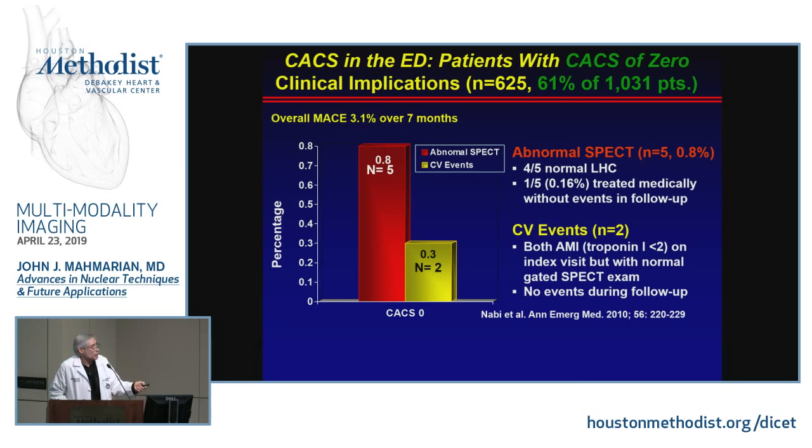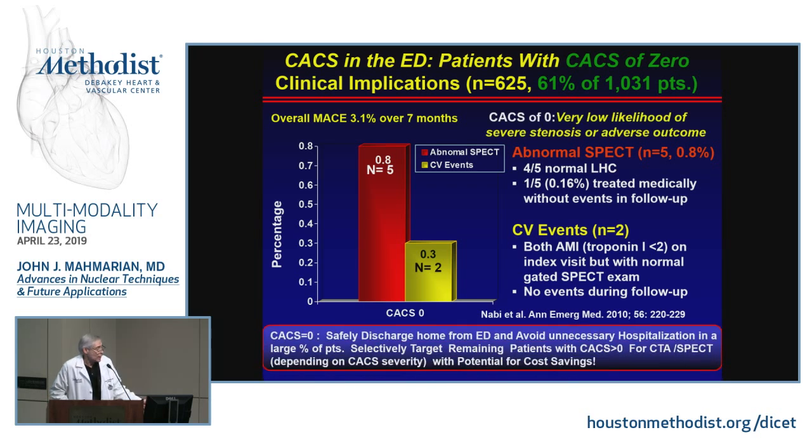Also, we have shown this in the ED in terms of the value of 0. If you have a calcium score of 0, you have a very low event rate. We compared this to SPECT in this one trial by Nabi several years ago. And it turns out that all the patients with abnormal SPECTs here actually had false positive SPECTs because they had normal left heart caths. And there were only 2 events in patients with a calcium score of 0, and both of those were just troponin rises, and both of those patients had a normal SPECT study and had no event in follow-up. And so we finally concluded in this study, and we're going to try to look at this further in the coming next year, that you can safely discharge patients home if they have a calcium score of 0 and selectively target SPECT imaging for those with calcium scores above 0.